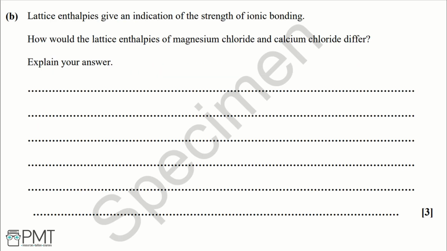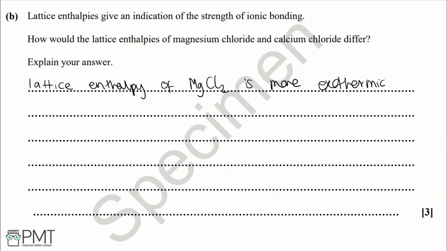Part B. Lattice enthalpies give an indication of the strength of ionic bonding. How would the lattice enthalpies of magnesium chloride and calcium chloride differ? Explain your answer. This question consists of 3 parts in order to get the 3 marks. So the first reason why the lattice enthalpies differ is because magnesium chloride has a more exothermic lattice enthalpy than calcium chloride. So this statement gets you your first mark for this question.